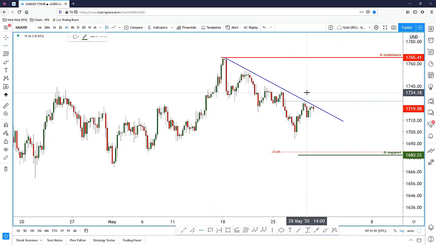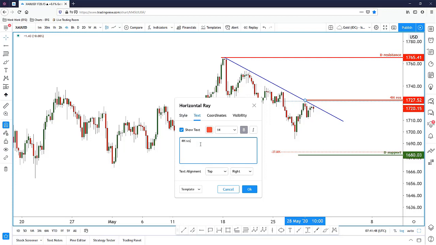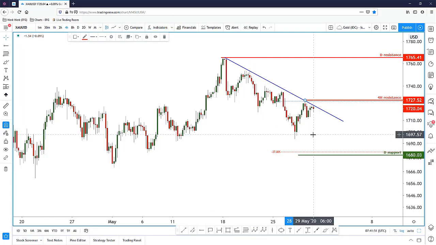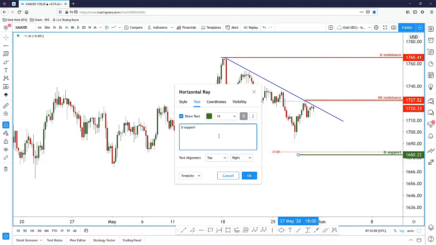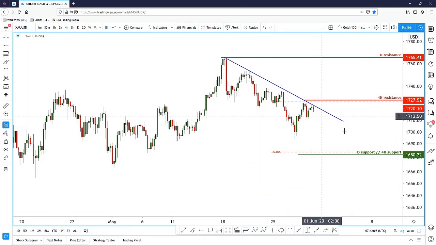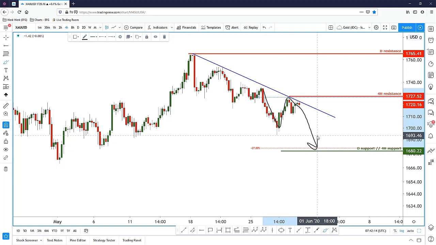Now that we're on a 4-hour, this can be the 4-hour resistance. And of course, because I said on the daily I have a bearish bias, price can make a push down towards the daily support, which can also be our 4-hour support. So we have a 4-hour support and a 4-hour resistance. We also have this sort of zigzag manner. So let's see how far price can go down.